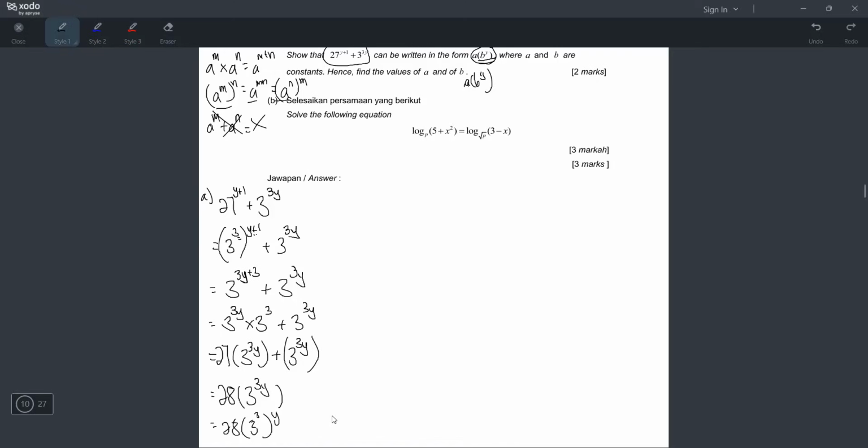Why is it the same thing? Because when you write the power side by side like this, you will times them together, and 3 times y is 3y. Yeah, because of this law, right? Of course, you can also write the y inside and then the 3 outside. But I won't do that.